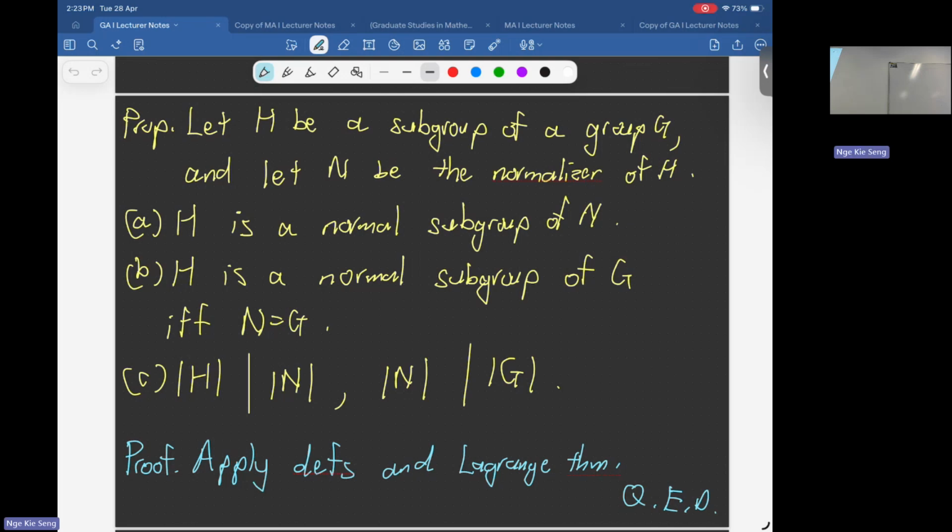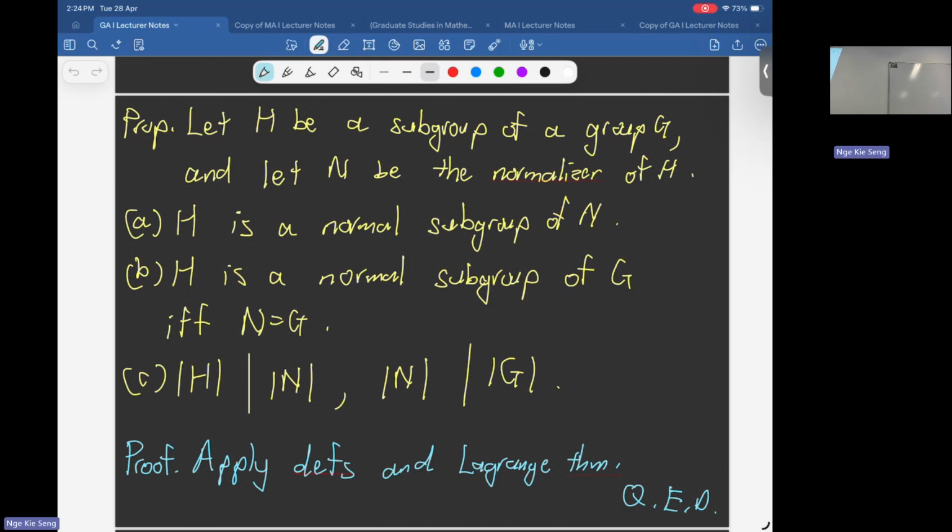You know what it means? Take the elements of N and conjugate them; H conjugates to itself, so H in N is normal. So basically, when we say H is a normal subgroup of N, then you need to check for all elements n in N and h in H, that n h n inverse is in H.